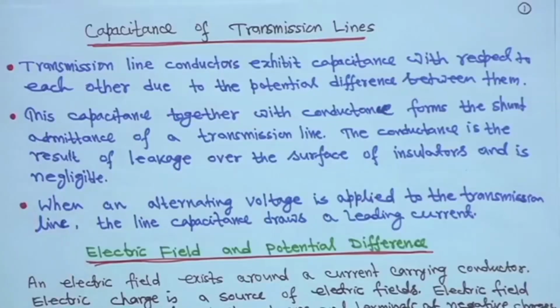So, next we will move to transmission line capacitance, right. As you know, the transmission line conductors exhibit capacitance with respect to each other due to the potential difference between them, right. This capacitance together with conductance forms the shunt admittance of a transmission line, but as I told you earlier, the conductance is the result of leakage over the surface of insulators, and is very much negligible.